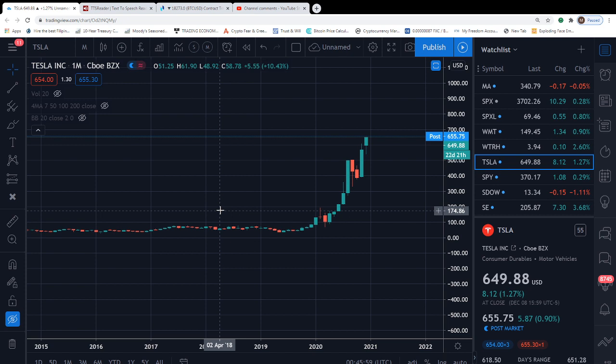Special request for Tesla. I think I found a very interesting fractal that it's currently within.